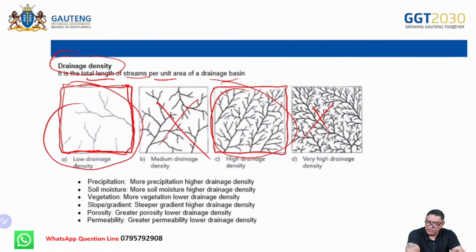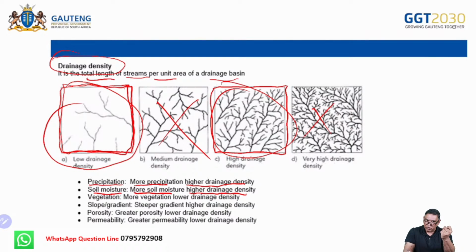Of course, we look at various factors. I'm just going to look at it in summary form. You'll have to take it further as you discuss. Precipitation: obviously, if there's more precipitation, there's a higher density, because if there's a greater volume of water flowing, it will cut more streams. Am I right, learners? I can see you shaking your heads there. All right, soil moisture. The more soil moisture, the higher the drainage density. Now, you may wonder how. Because if there's more soil moisture, the ground can absorb less now.